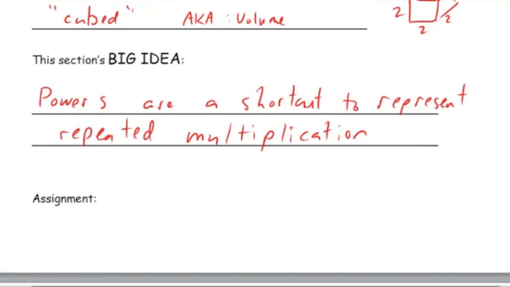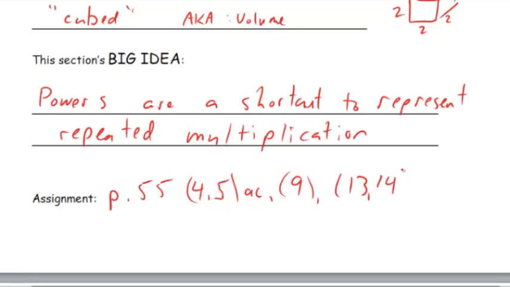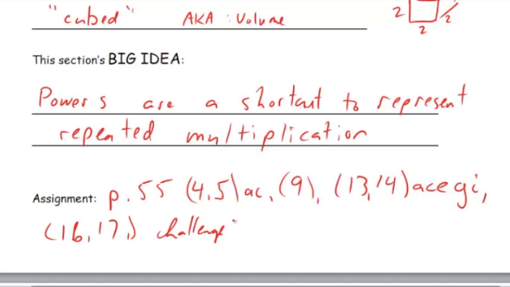Okay, so armed with that new knowledge, give these a try. I've tried to pick select questions here, so like from 4 and 5, just do A and C. You're welcome to do more, but just a couple from those two will be good. Number 9, let's do all that. Then we'll do 13 and 14. We'll just pick every other one, E, C, E, G, and I. You can do 16 and 17, and then a challenge question. Challenge question would be number 20.